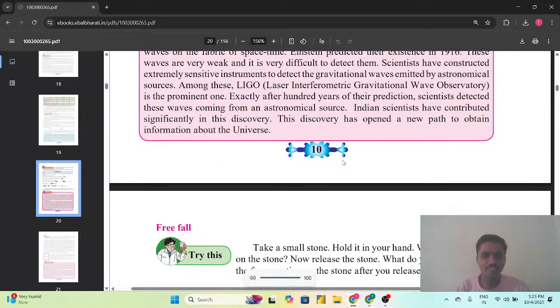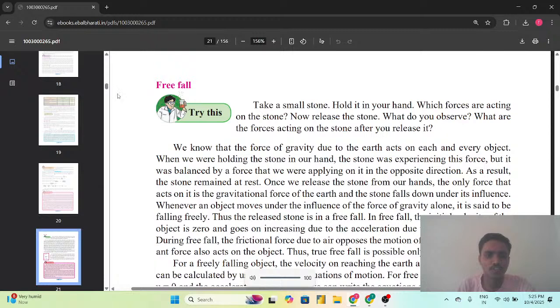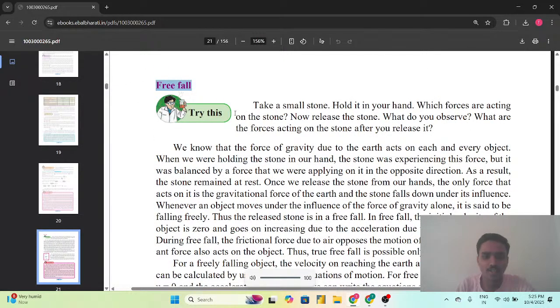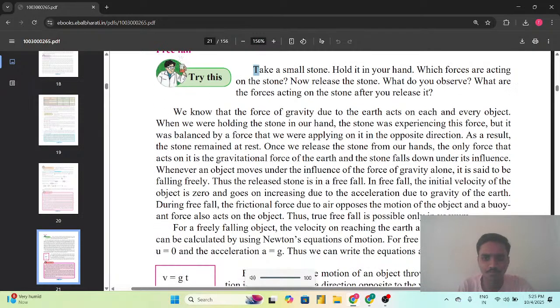Hello, so let's get started with the further discussion about free fall. Here is one activity, the Try This. Take a small stone, hold it in your hand. Which forces are acting on the stone? Now release the stone. What do you observe? What are the forces acting on the stone after you release it?